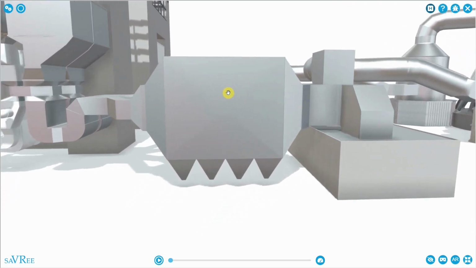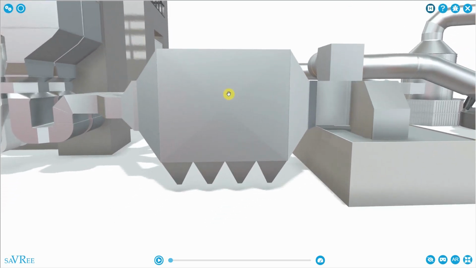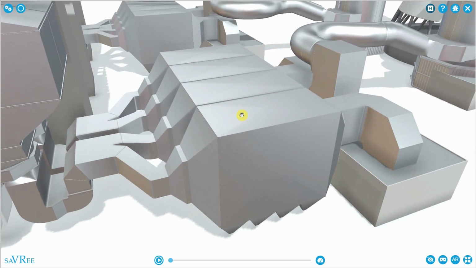The first item that we come into contact with is an electrostatic precipitator. They look a bit like Lego blocks and they're all stacked together. Here we've got 4 electrostatic precipitators all installed together. The job of an electrostatic precipitator is to remove particulates from the exhaust gas stream.